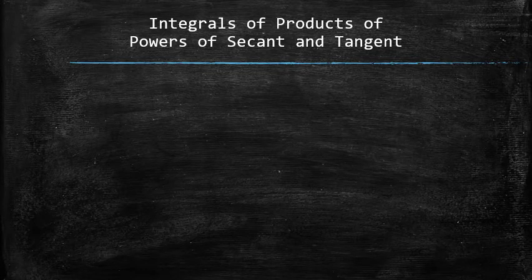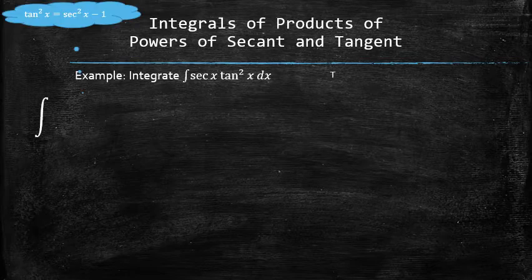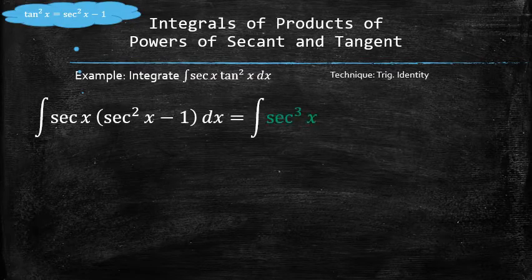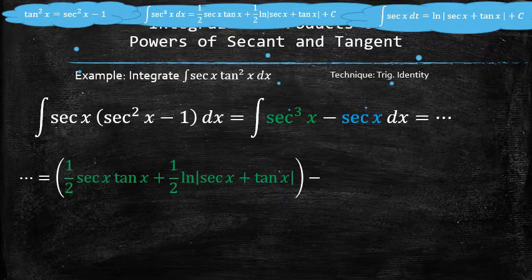We already considered an example in which the power of secant was even and an example in which the power of tangent was odd. Let's consider the following example in which the power of secant is odd and the power of tangent is even. We're going to use a trigonometric identity to replace the tangent squared with the secant squared minus 1. After distributing, we can integrate each part separately, and we get the final answer after combining the like terms.